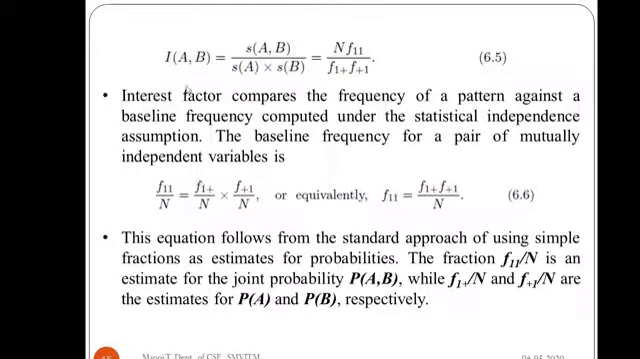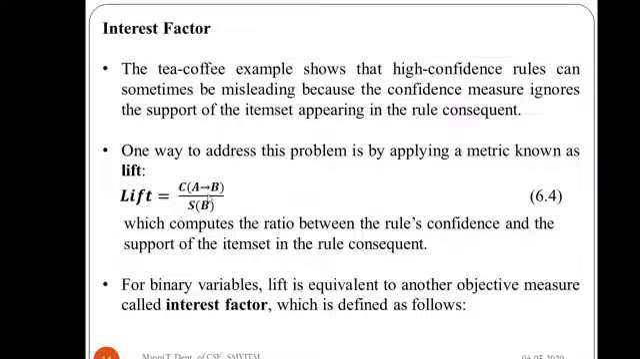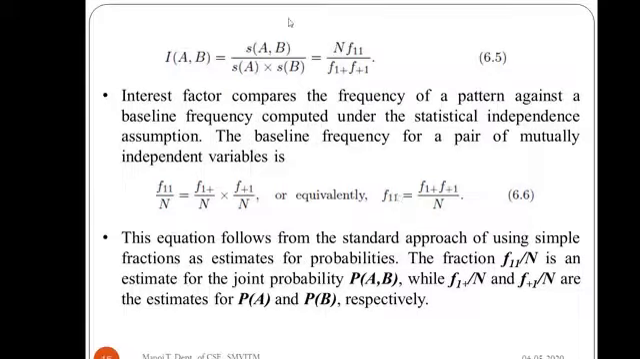So the interest factor is defined as I(a, b) equal to s(a, b) divided by s(a) times s(b). Why do we get this? Because s(a, b) divided by s(a) is the confidence of a implies b, divided by the support s(b). So we get this formula for the interest factor, which is equivalent to N times f11 divided by f1+ times f+1.